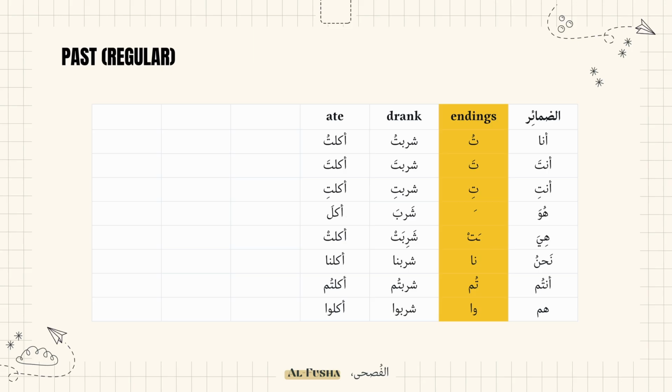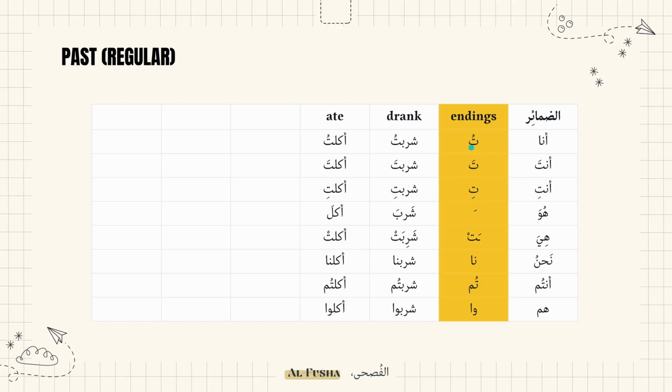Akala, ate. Now if you want to say I ate, you gotta put the endings for ana, which is tu. So akaltu. أنا أكلت. أنت أكلت. You put the ending for ta. أنت أكلت. أنتِ أكلتِ. Try to memorize these three first.